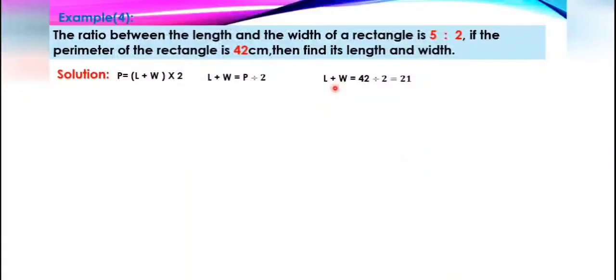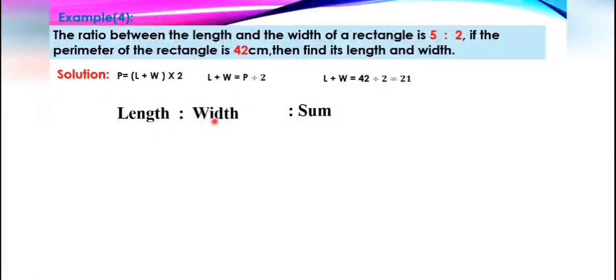We said perimeter means sum of length and width, right? But I divided them by 2 because I have two sums of length and width, but I need only one sum of length and width. So I divide the perimeter by 2 to have only the sum of length and width. Perimeter is two times the sum of length and width. So I need only the sum of length and width, so I divided the perimeter by 2.